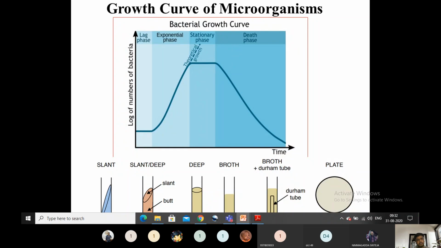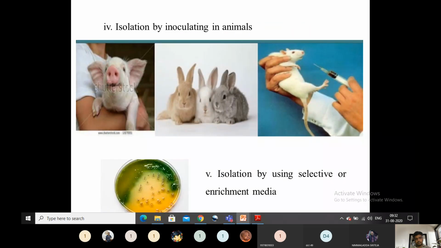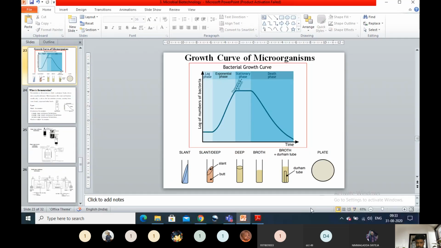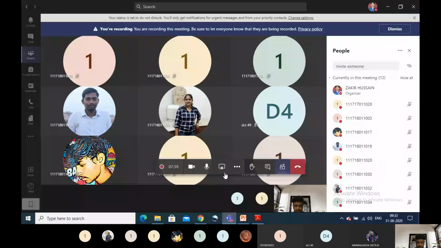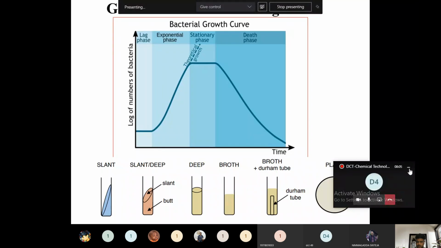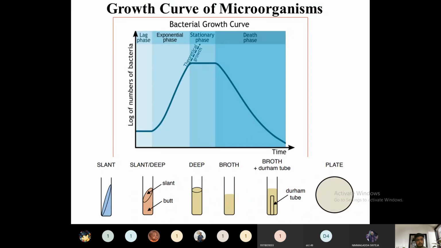Okay, today we are going to discuss growth curves of microorganisms. Until now we have seen the isolation techniques, inoculations, and everything. So in part B, the next topic is this one: growth curve of microorganisms. Okay, today we will see the growth curve of microorganisms.